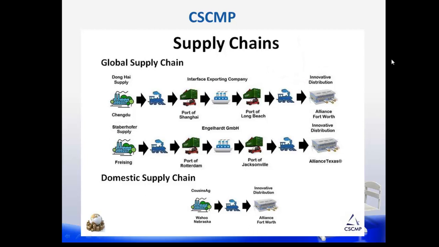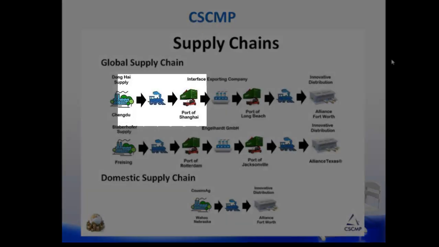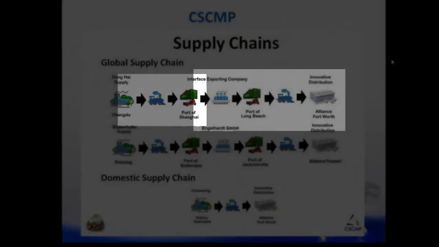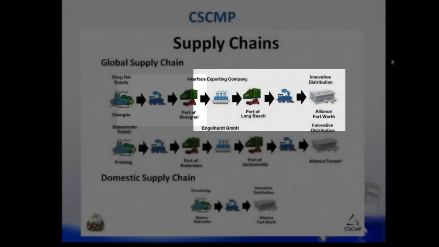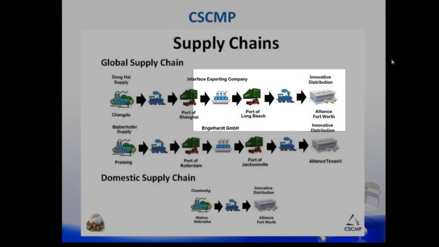Now, this diagram is drawn up by the Council of Supply Chain Management Professionals, and this supply chain indicates how supplies or product arrive at the Port of Shanghai via rail car for loading and delivery to the Port of Long Beach via ocean carrier. And the cargo is again loaded on a rail car and is sent to their distribution point.